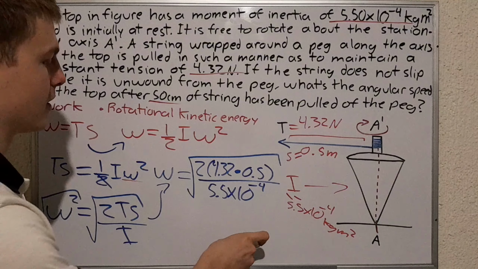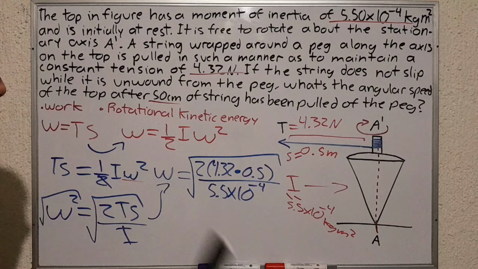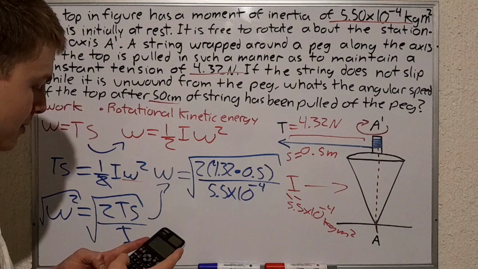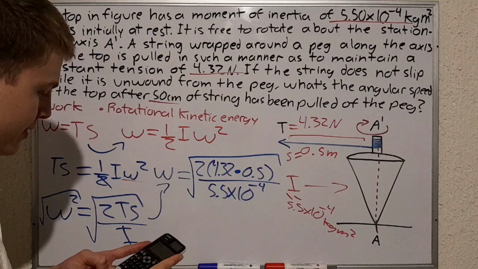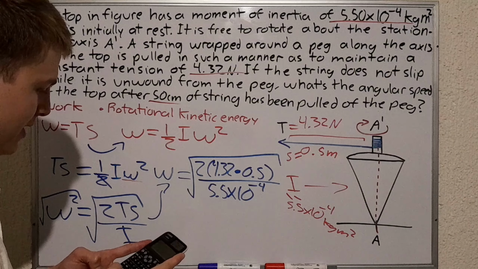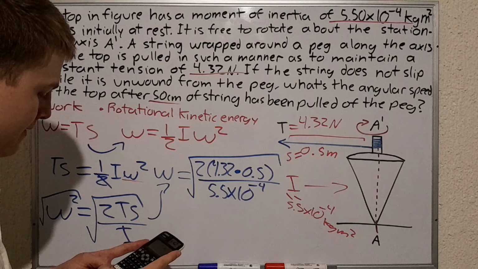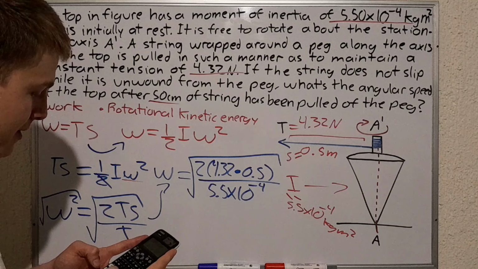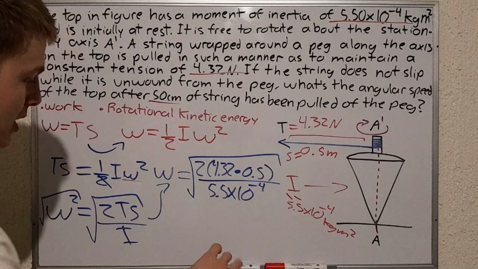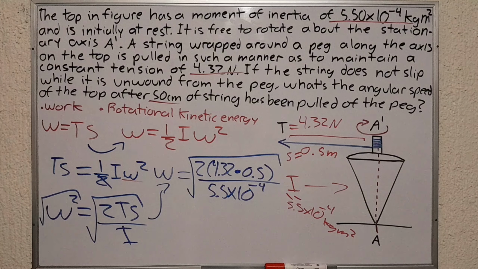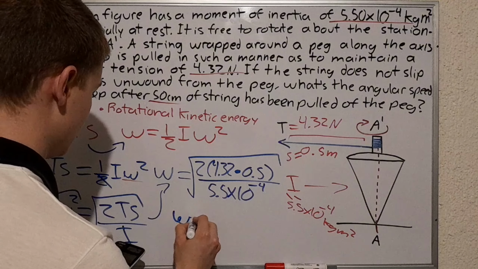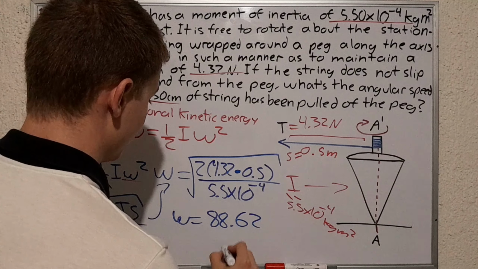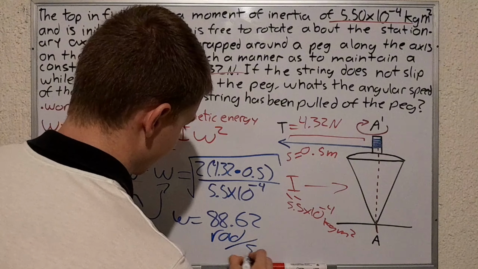Now the time has come to use my calculator. I put the square root of 2 times 4.32 times 0.5, and I divide this by 5.5 times 10 to the power of negative 4. Now I get an angular speed of 88.62 rad per second, rounded.